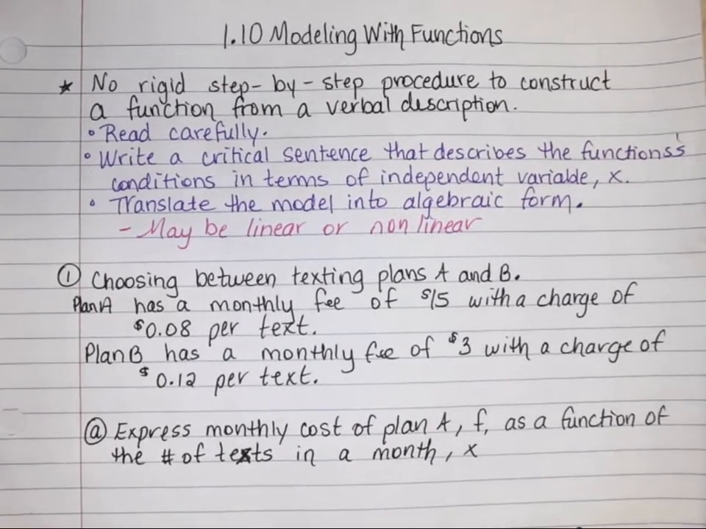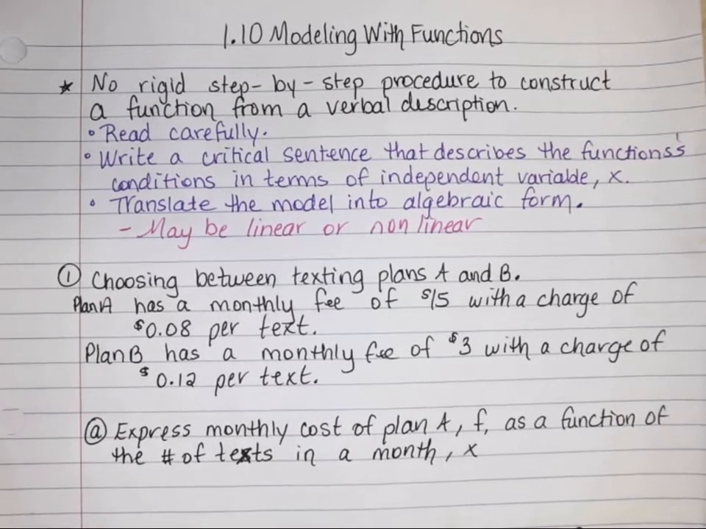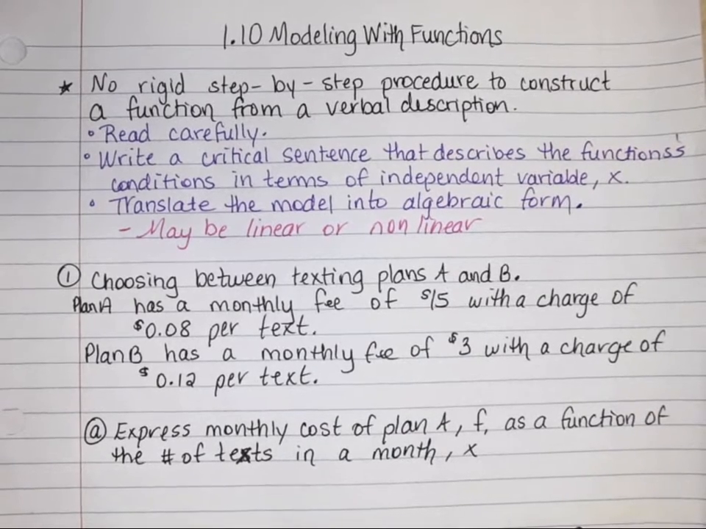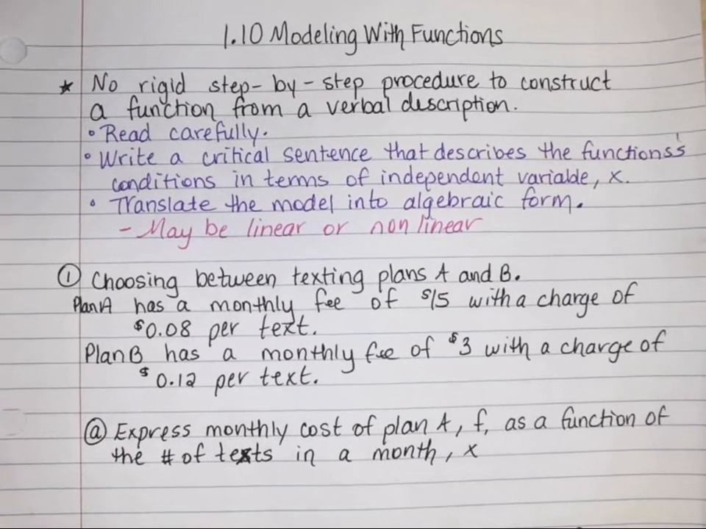In this lesson 1.10, it talks about modeling with functions, and it takes some things that you already know from previous courses as well as what we've already studied in chapter 1 and combines it all into applying it to real world word problems. There's no rigid step-by-step procedure to construct a function from a verbal description in this lesson. You really have to just read carefully based on what you're given, recall prior information, and then, of course, try to write a critical sentence that describes the function's conditions in terms of your independent variable, which is usually x in these cases.